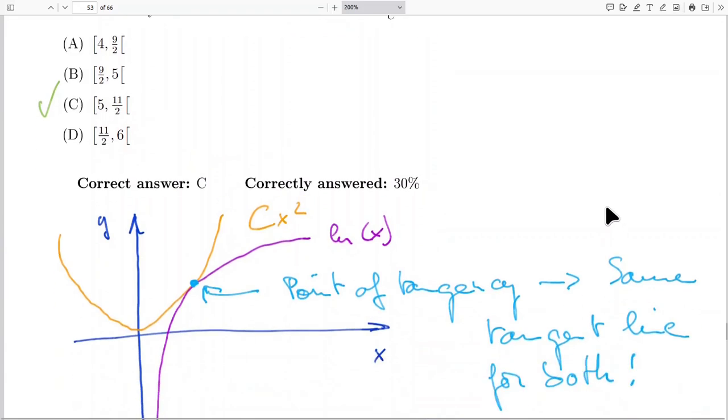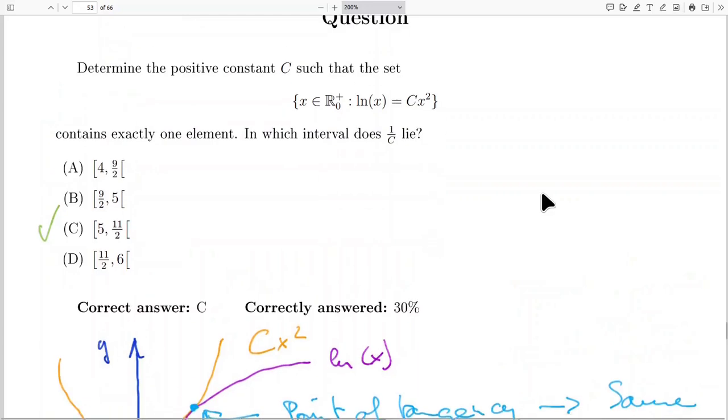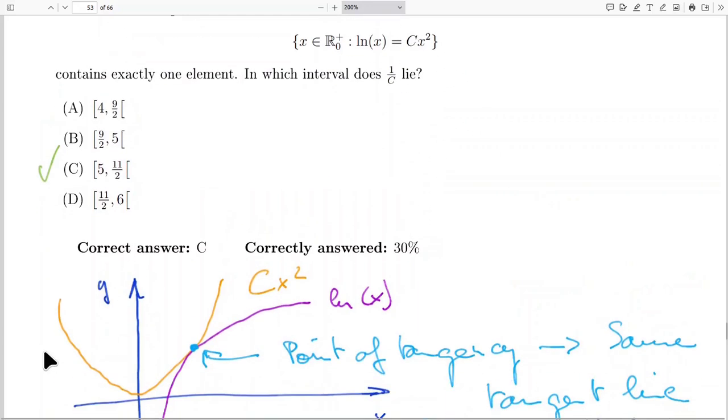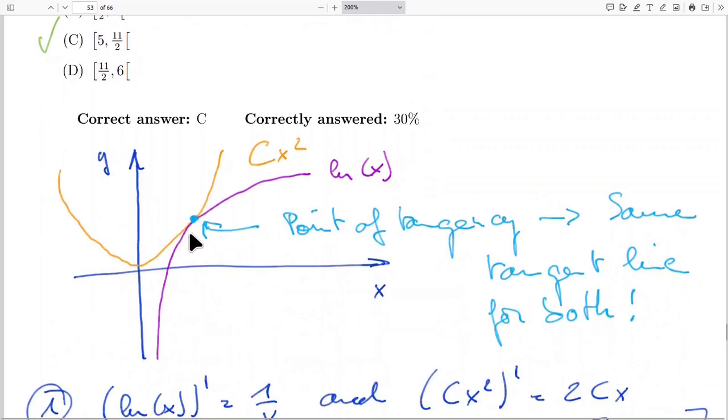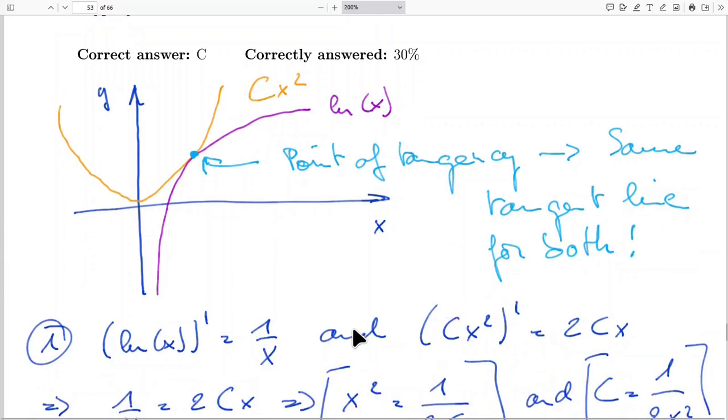So ln x is something like the purple curve, and C times x squared, well, that's a parabola, obviously. And so they touch in one point, a point of tangency. That means that for both curves the tangent line will be the same.